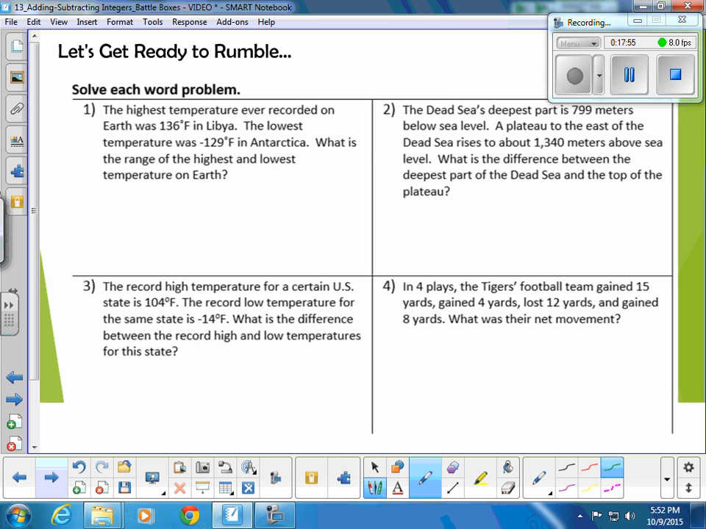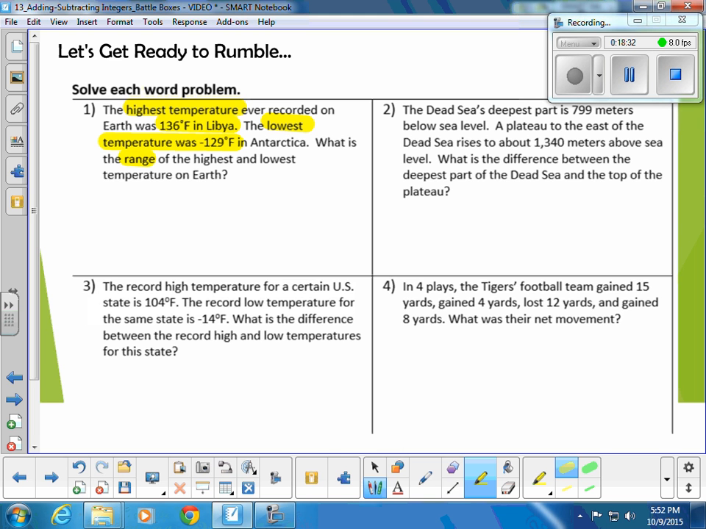Okay, one of the things you have to know how to do is solve word problems involving integers. So I'm going to do 4 of them with you, and then you're going to do the other 4 for your Edmodo quiz. So if you look at number 1, these are a little bit different. It's talking about the highest temperature ever recorded on Earth and the lowest temperature. So you see that we have the highest temperature was 136 degrees in Libya, and then we have the lowest temperature was negative 129 degrees Fahrenheit in Antarctica.